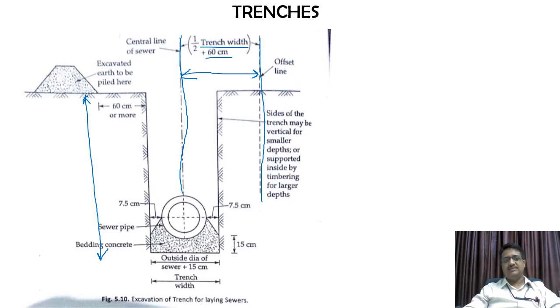Okay, and similarly on one side if we have the offset line, on the other side we have the excavated soil. So whatever is being excavated out of this is taken out and placed over here, and even the distance for this that needs to be maintained is 0.6 meters or 60 centimeters. Now having that in mind, next thing that needs to be concentrated here is regarding the pipes.